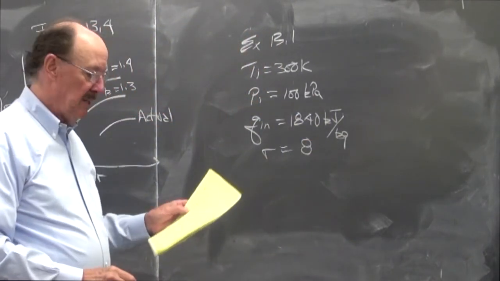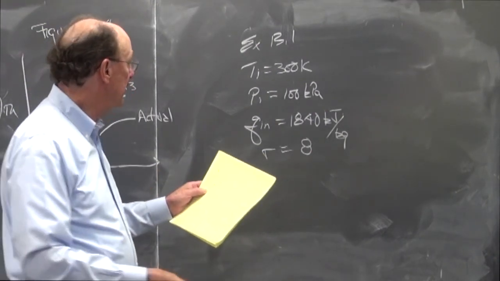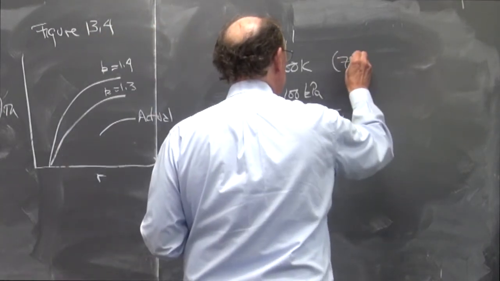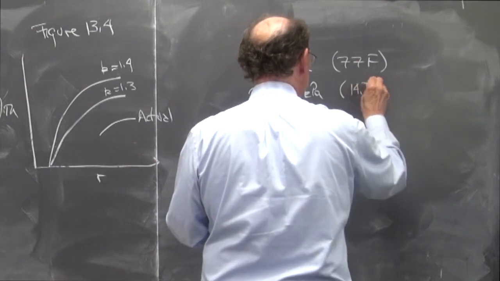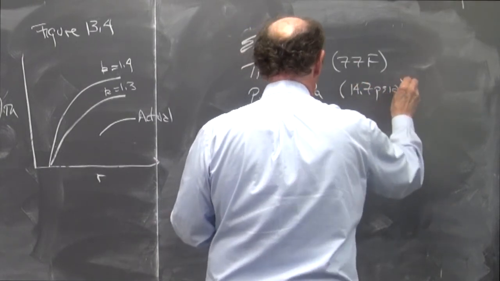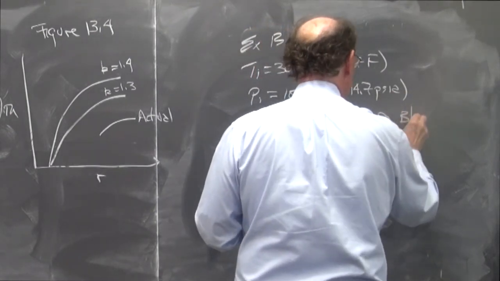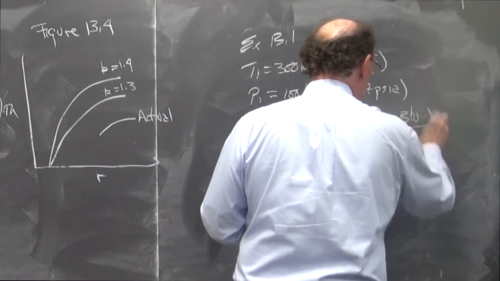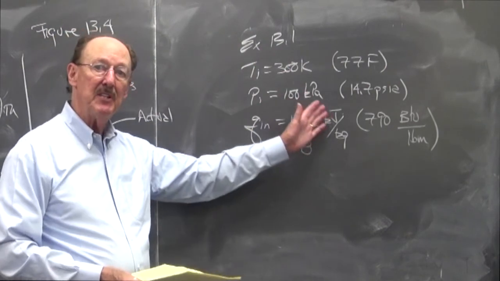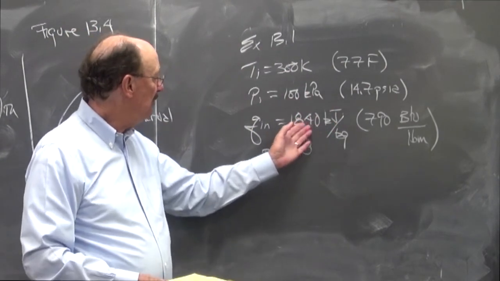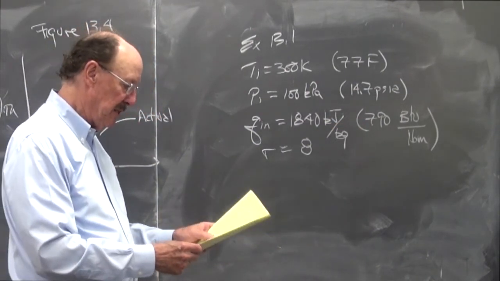Just because later on we might switch to English units for some problems, this relates to 77 degrees Fahrenheit, 14.7 psia, 790 BTUs per pound mass. So we see what the order of magnitude is. If I switched over, this is a little bit less than half of what that is, just in terms of numbers and changing things.